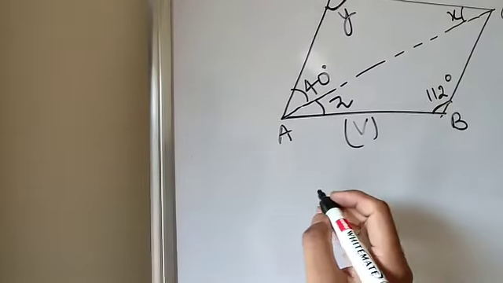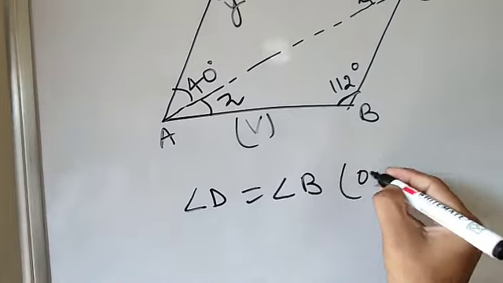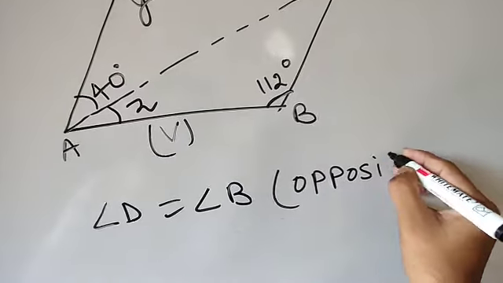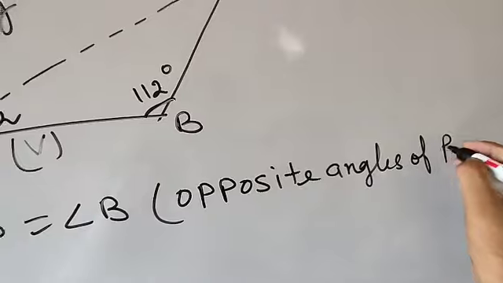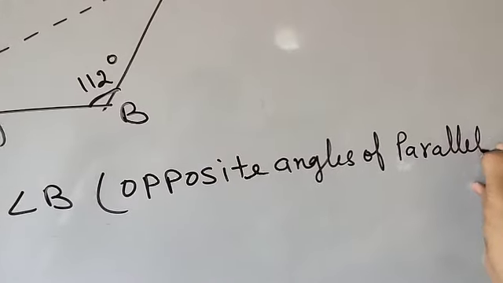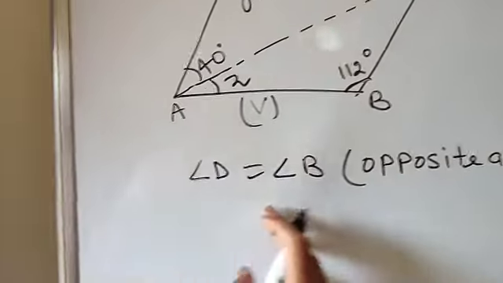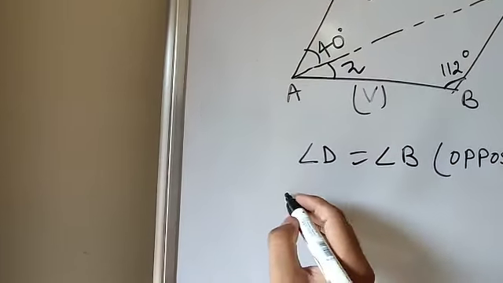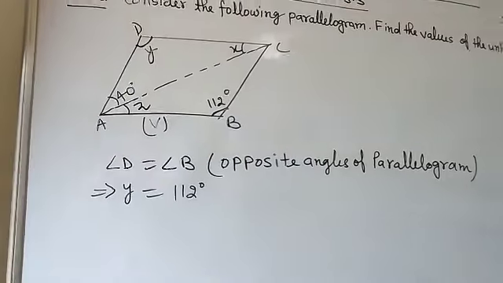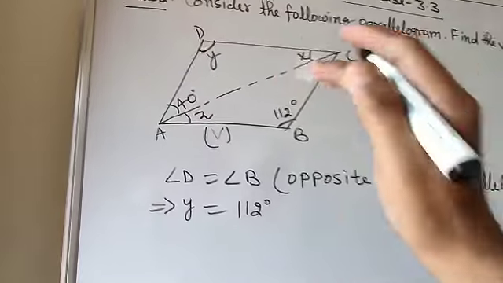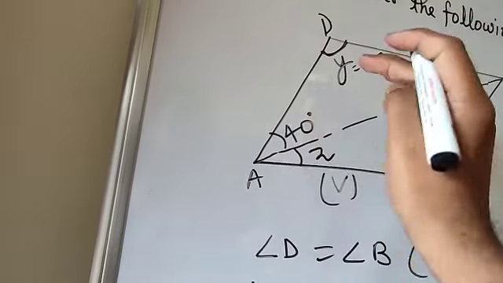So I am going to give the solution here. You can write angle D equal to angle B, opposite angles of parallelogram. Opposite angles of parallelogram. So that's why angle D equal to angle B. Angle D is y, so it can be written as y equal to 112 degrees. So here you got the value of y is 112. So students, you got that it is equal to 112 degrees. Now you need to find x.